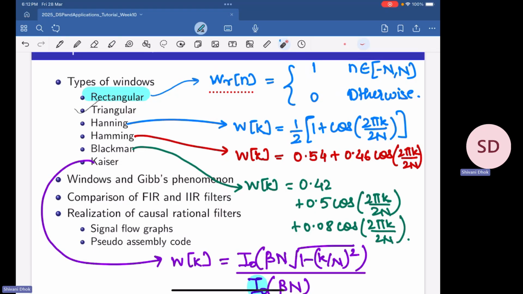After that, we went on to another important concept, that is realization of causal rational systems. For that, we looked at two approaches: signal flow graphs and pseudo assembly code. In this lecture, we will look at a few questions related to signal flow graphs, and some questions related to FIR filter design.